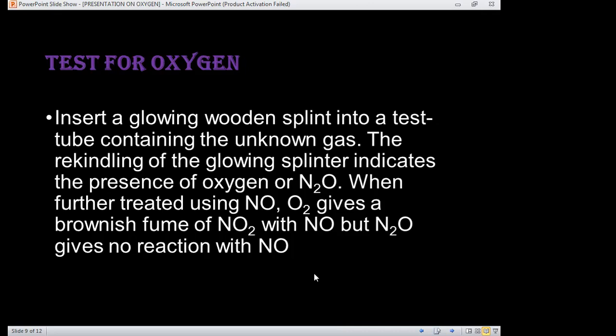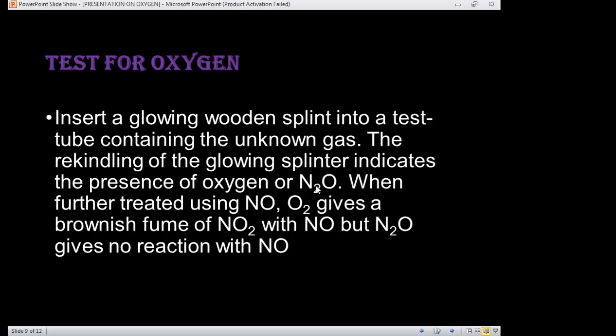If the gas is oxygen gas, then it will rekindle. That is, the wooden splint will burn more brightly. But if it is any other gas, it will not do that. However, there is one gas that behaves like oxygen by rekindling a wooden splint. It is laughing gas, which has the formula N2O, nitrogen(I) oxide.